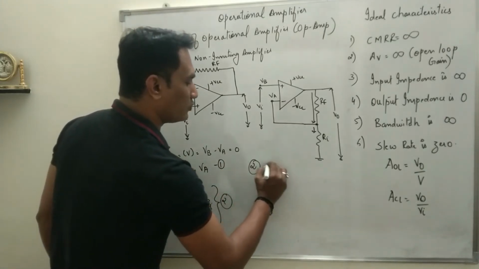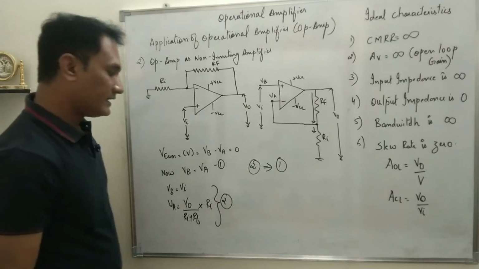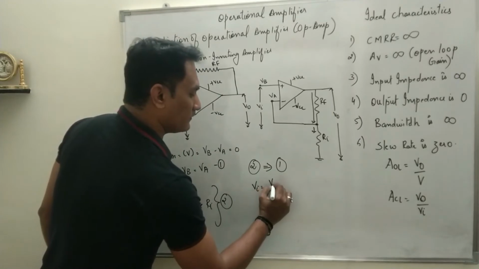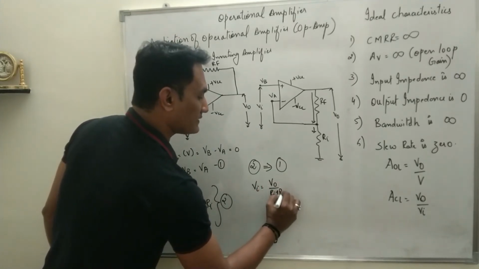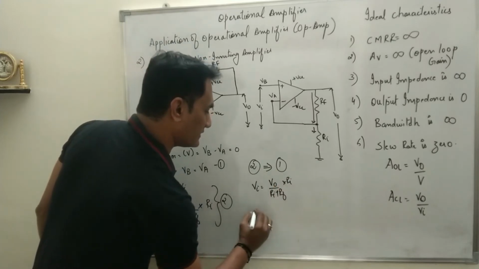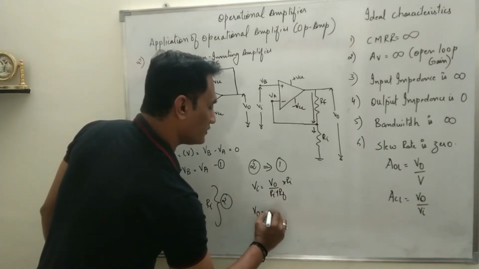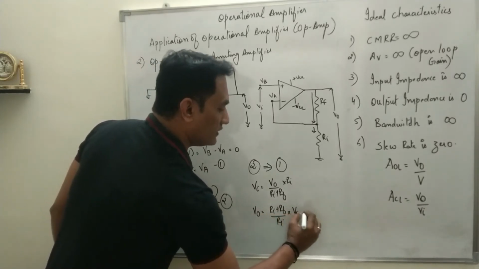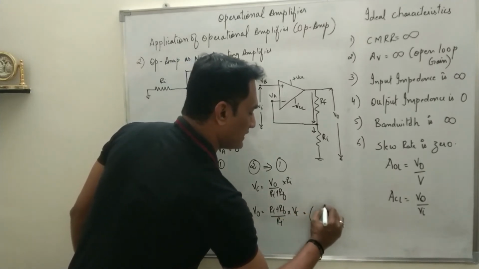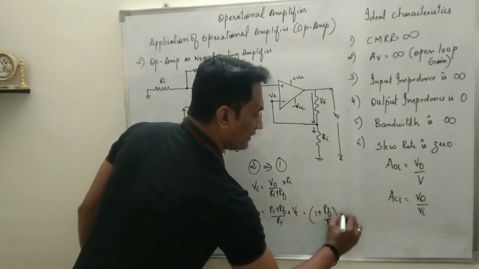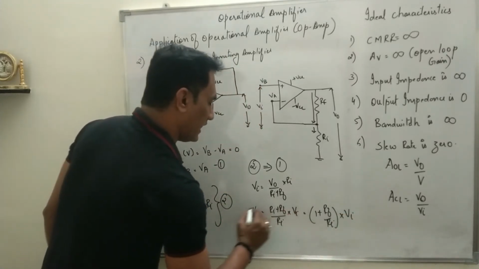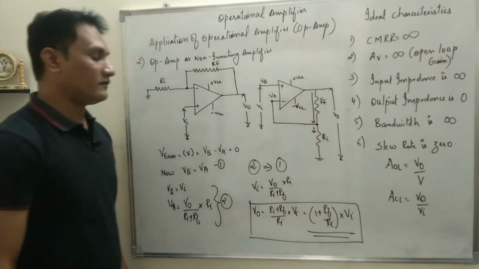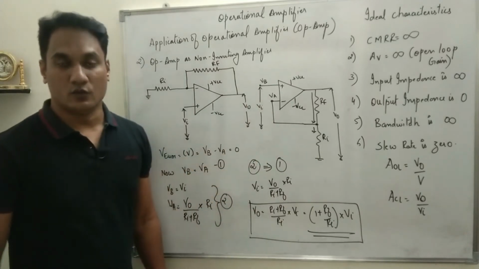Substituting the value of 2 in 1, VI is equal to V0 upon RI plus RF multiplied by RI, or I can say V0 is equal to RI plus RF upon RI into VI, or I can write the same equation as 1 plus RF upon RI into VI. So this is the output voltage equation for op-amp as non-inverting amplifier.